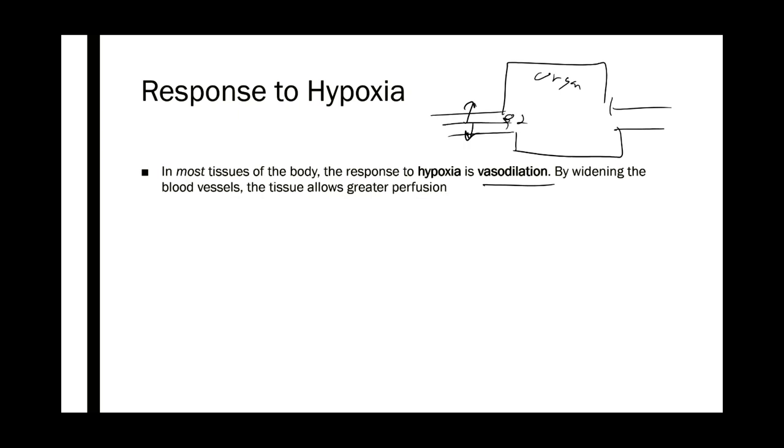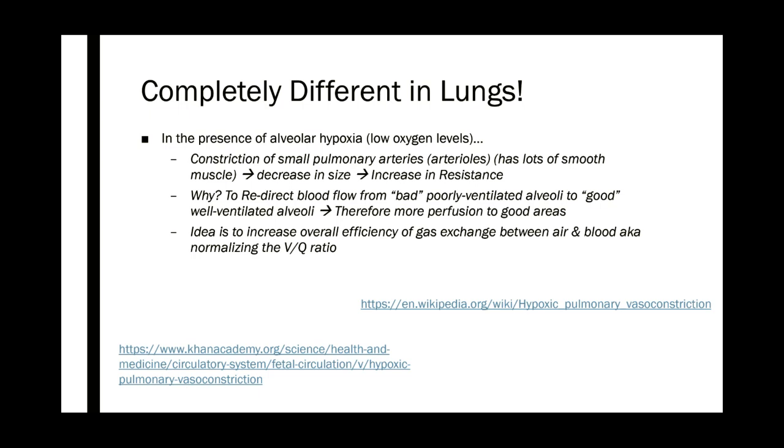So that's always been intuitive to me, but that's also a reason why hypoxic vasoconstriction is a very popular test question, because it's a little bit counterintuitive, and it is entirely unique to the lungs. Okay, so probably a test question about this concept. So in the presence of alveolar hypoxia, well, I'll just go through this flow, and hopefully it'll make sense.